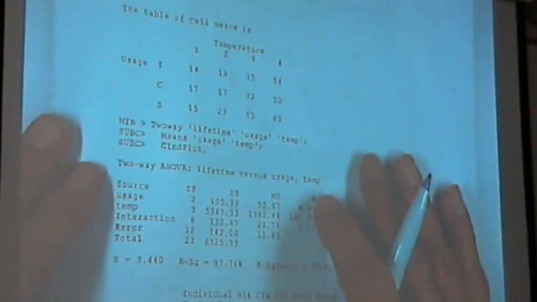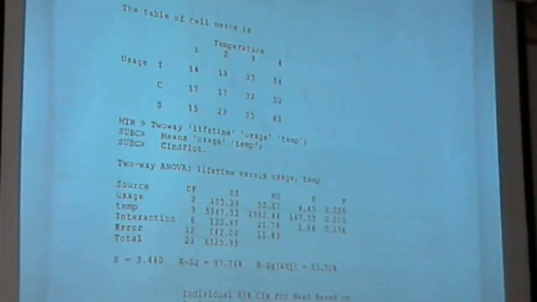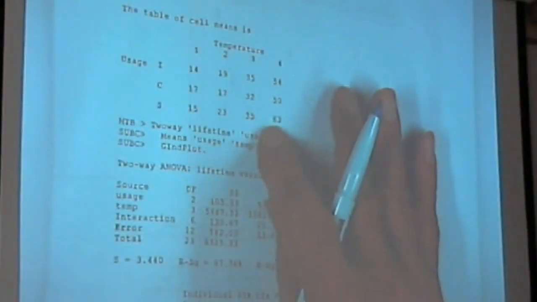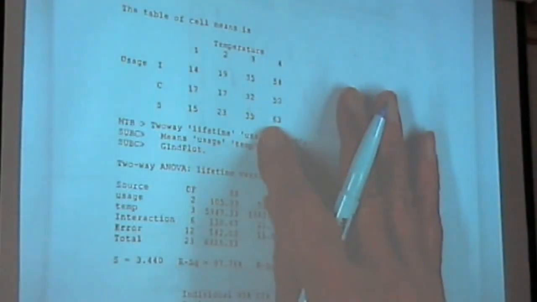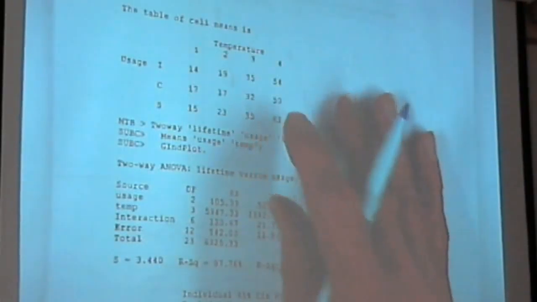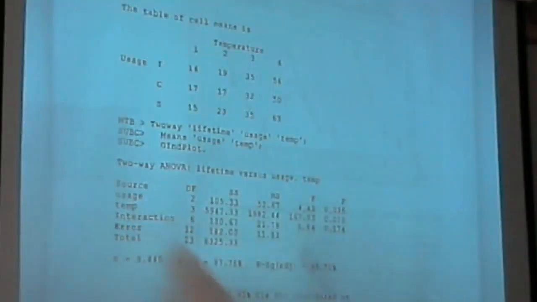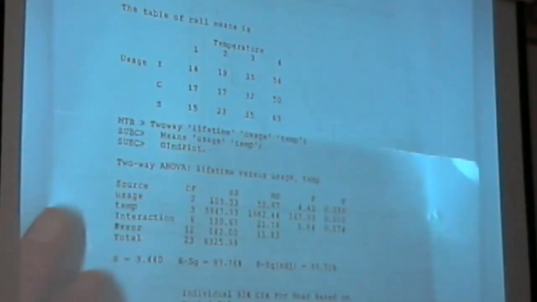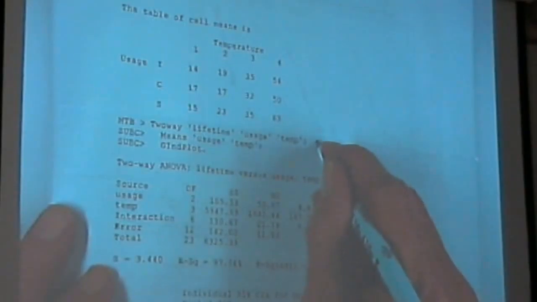Now, there's the cell means, so I could make a plot, although the plot's coming up on the next page, so I won't try to draw one by hand. So there's the cell means, which we can use to make a plot. But here's the ANOVA table that was produced by that Minitab command.